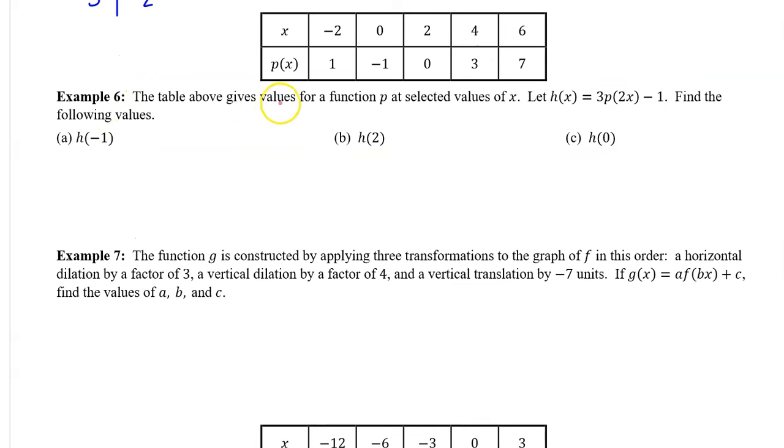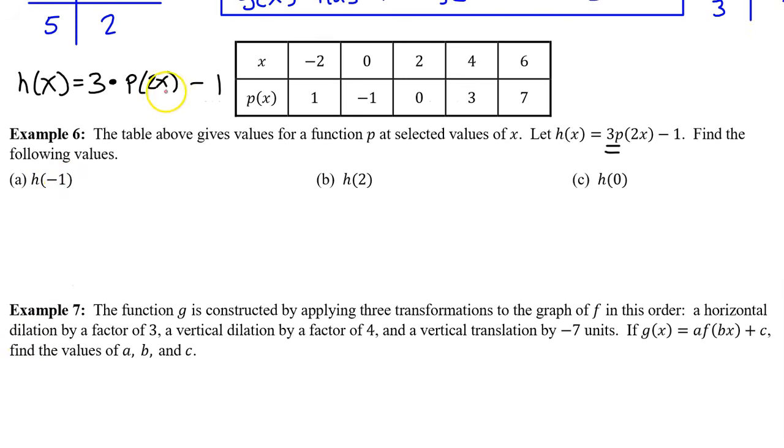Example 6. The table above gives values for a function p at selected values of x. Let h of x equal 3 times p at 2x minus 1. Find the following values. Be careful not to read this as 3p. This is 3 times p at 2x minus 1. H at -1 just means substitute -1 for x right here. So h at -1 will equal 3 times p at 2 times -1, and then minus 1. So simplifying a little bit, we have 3 times p at 2 times -1 is -2.